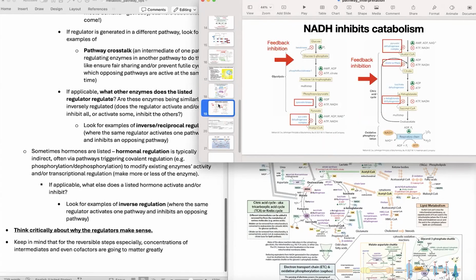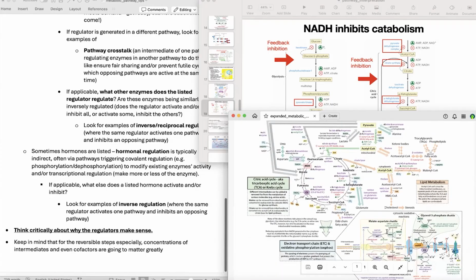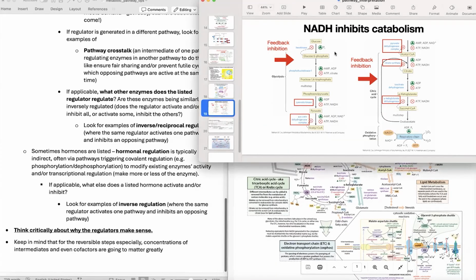We also see that NADH is going to inhibit catabolism. So remember NADH, it'll build up if you are doing too much of those catabolic pathways and your electron transport chain can't keep up, or your electron transport chain is clogged up for a different reason. There's no oxygen, something like this. The NADH is going to build up, and then it's going to inhibit various catabolic enzymes.